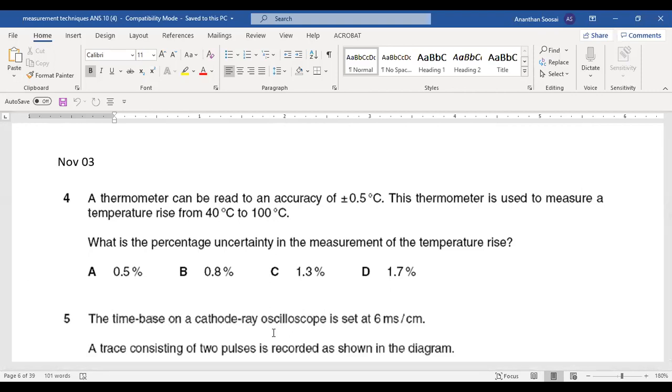So let me go to the whiteboard. The initial temperature is 40 degrees Celsius. The final temperature is 100 degrees Celsius. The uncertainty is 0.5. What is the temperature difference? First, my advice: write a formula. For the temperature change, I write A. I symbolize this as the temperature change.